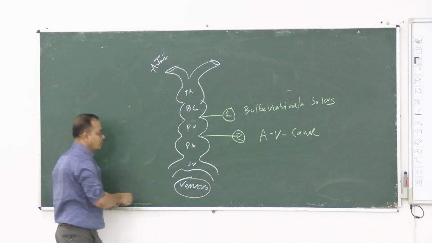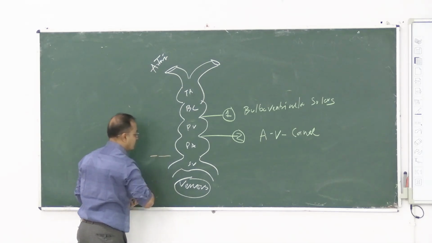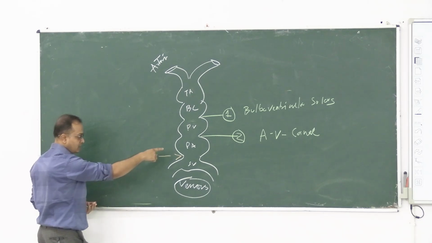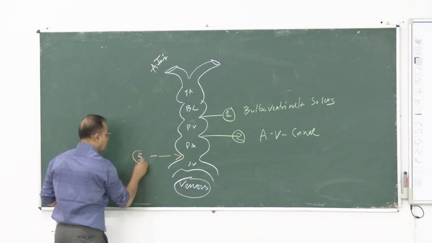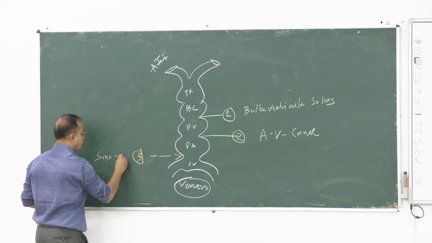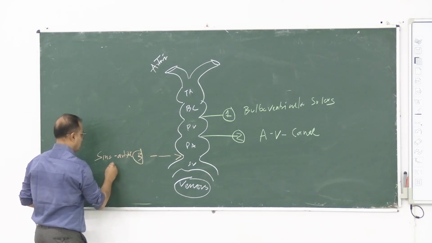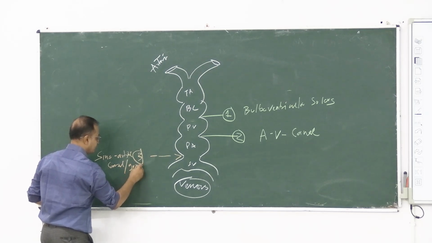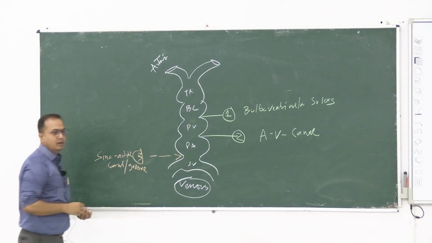The third one, number 3, is present between the sinus venosus and the primitive atrium, which we call the sinoatrial canal or groove. So, these three are important to us.